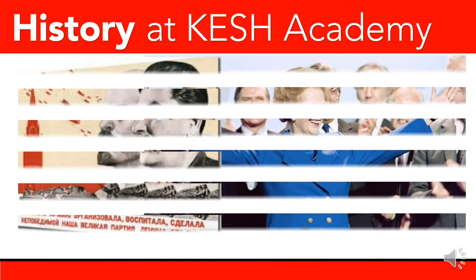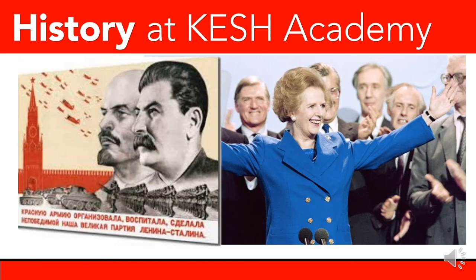Our A-level unit is designed for you to cover a period of up to 200 years. You look at a British unit and an international unit that focuses on Russia. You will look at some of the most significant events in politics, economics and social history from the 19th to the 21st century.